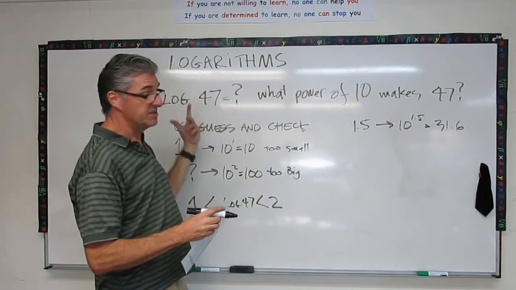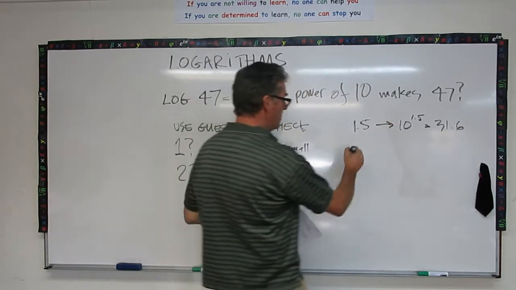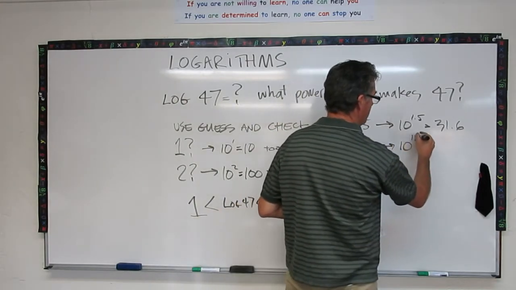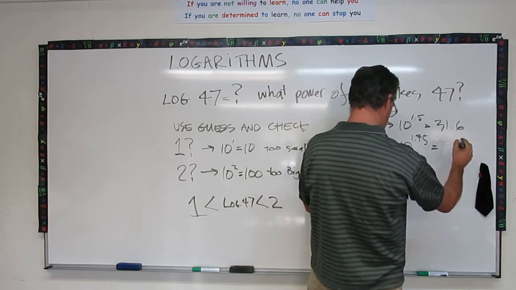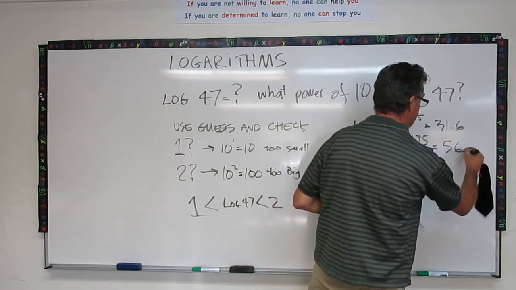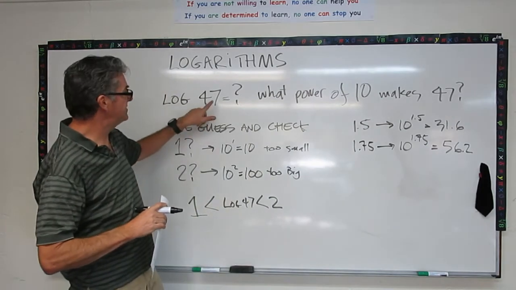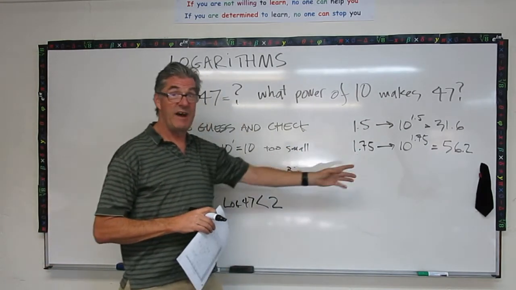So 1.5 is the log of 31.6. We need 47. So let's make that bigger. Let's try 1.75. So 10 to the 1.75, this one gives us 56.2. Okay? Too big. So the log of 56.2 is 1.75. That's too big.